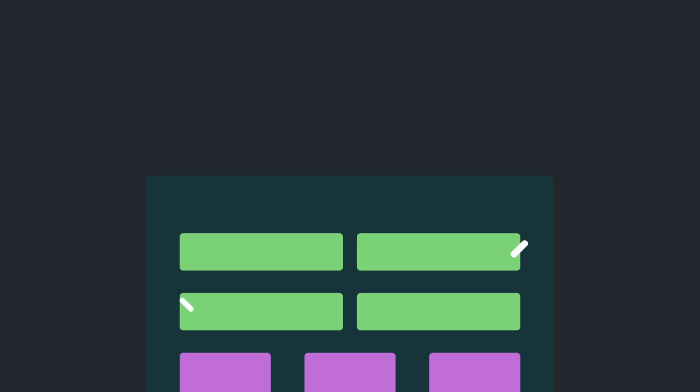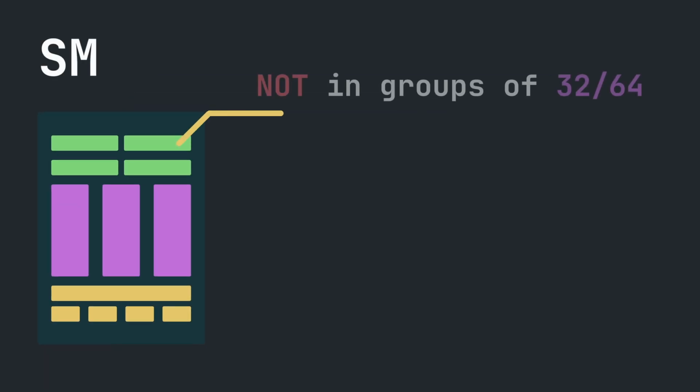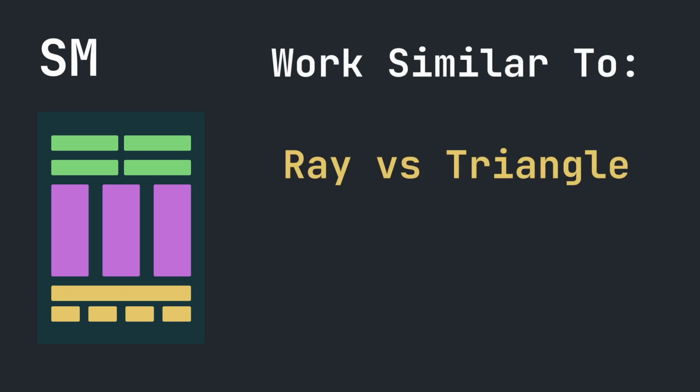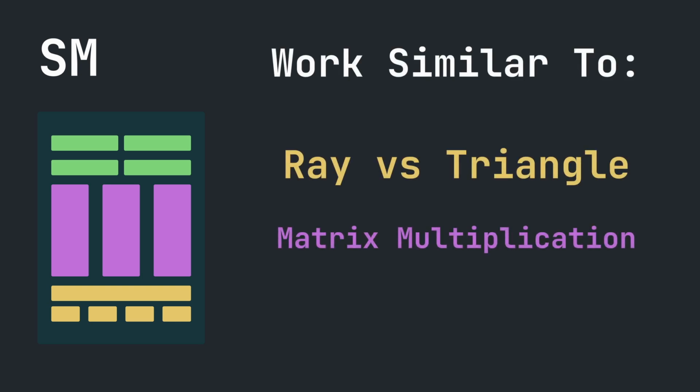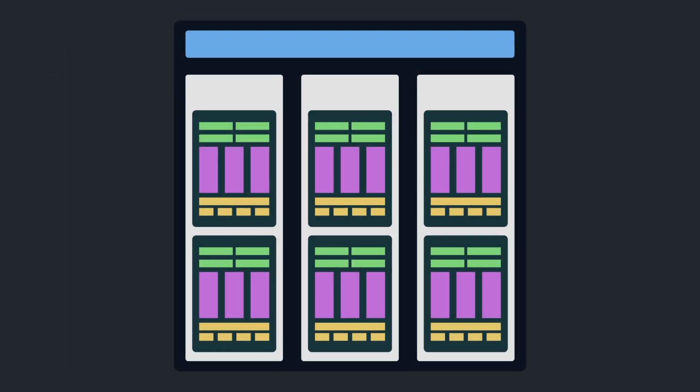Continuing with what's inside the SM, it's here we find the most valuable player for the income of GPU vendors, the ray tracing and tensor cores. If the GPU has them, they are distributed throughout the SMs in the GPU. Compared to CUDA cores, they are not in groups of 32, but they are alone. Whenever a CUDA core stumbles upon work that is similar to the ray versus triangle or matrix multiplication in AI, it will use the available RT and tensor cores for this type of work.